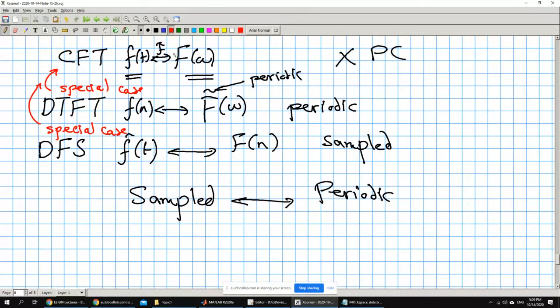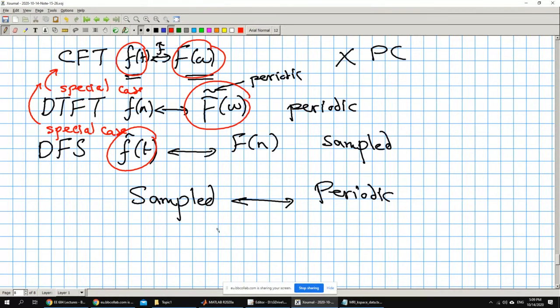So in each one of these, here you have a continuous function, and we cannot have that in a computer. Here you still have a continuous function. You cannot have that on a computer. Here you still have a continuous function. This is a periodic function, but it's a continuous function. You cannot have that in a computer.